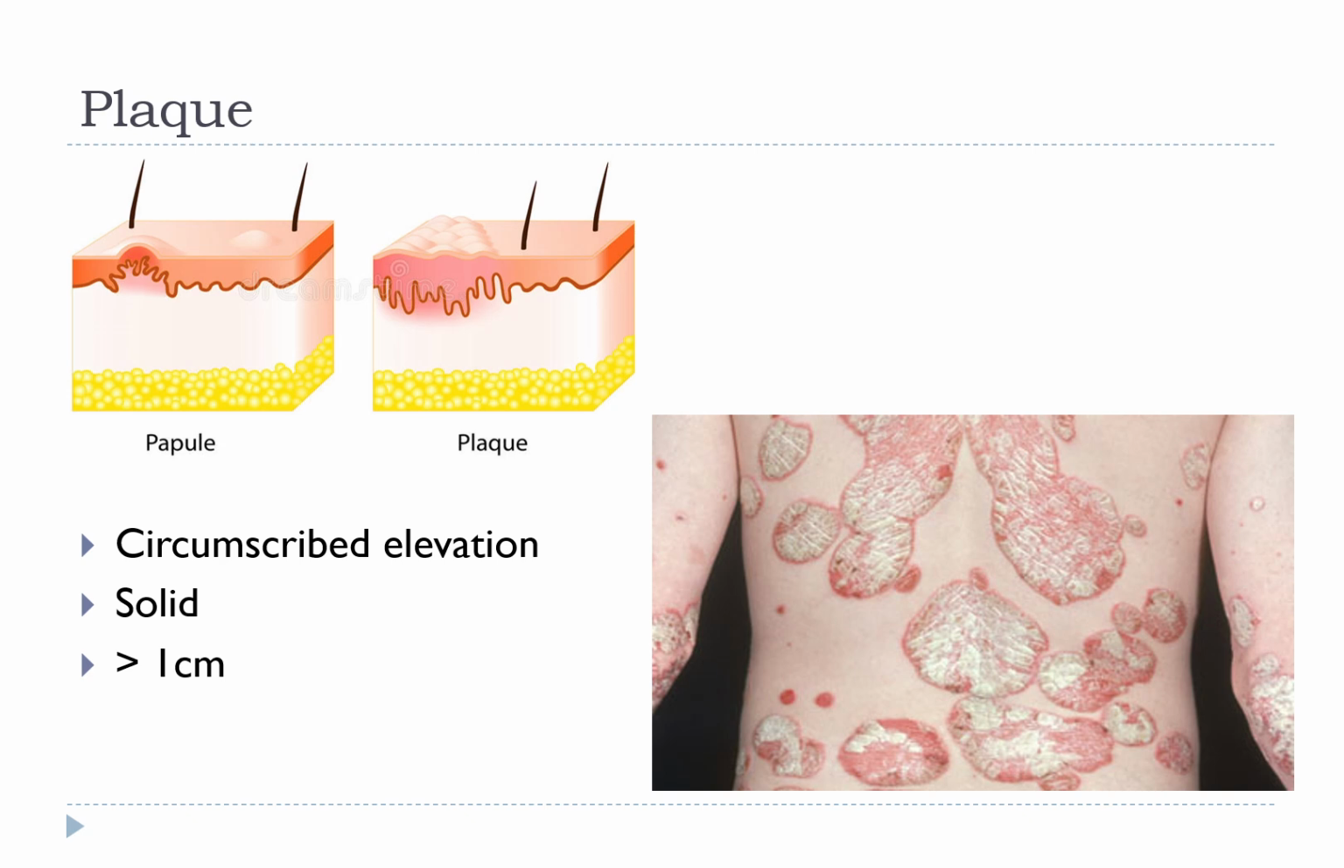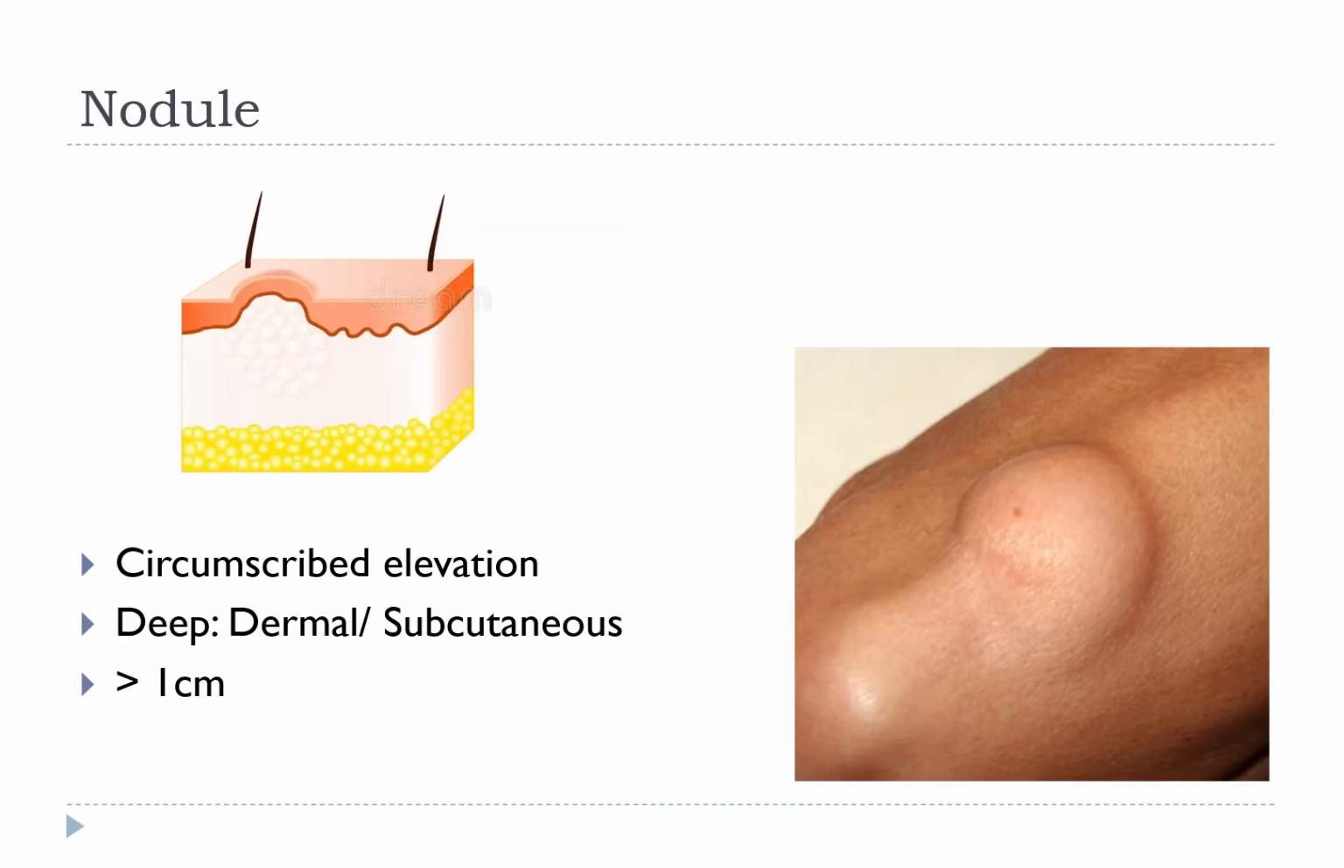When greater than 1 centimeter in size and flat-topped, we refer to it as a plaque. This is a case of psoriasis where you see large scaly plaques and few smaller papules. A nodule is a firm skin lesion larger than 1 centimeter in size and that extends into deeper layers of the skin, the dermis or the subcutaneous tissue. The surface forms a raised bump.